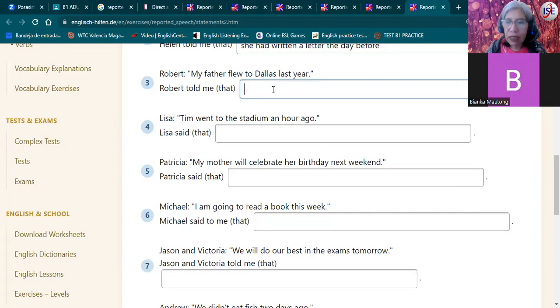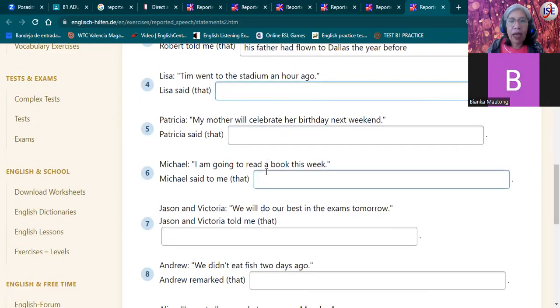My father flew to Dallas last year. Robert told me that. ¿El papá de quién viajó? ¿De quién es ese papá? His father had, past participle of fly, flew, flown, to Dallas the year before.